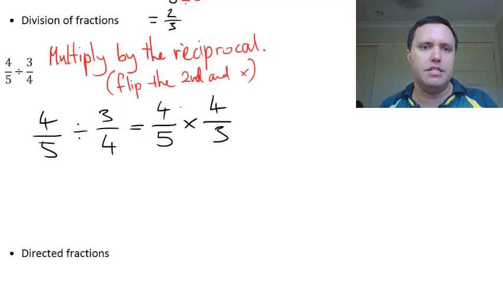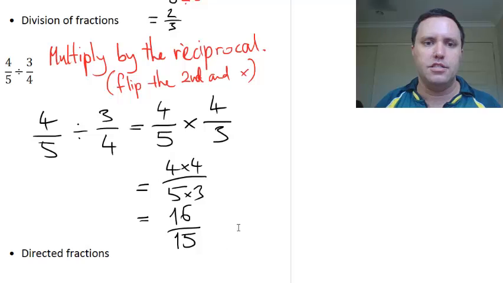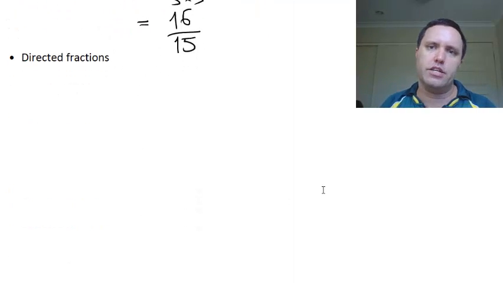So see how that last one flipped over when we changed it to multiply, and then we did the same thing as we did before. 4 times 4 over 5 times 3 is 16 over 15. Okay, and they don't have any common factors, so we're just going to leave that there.